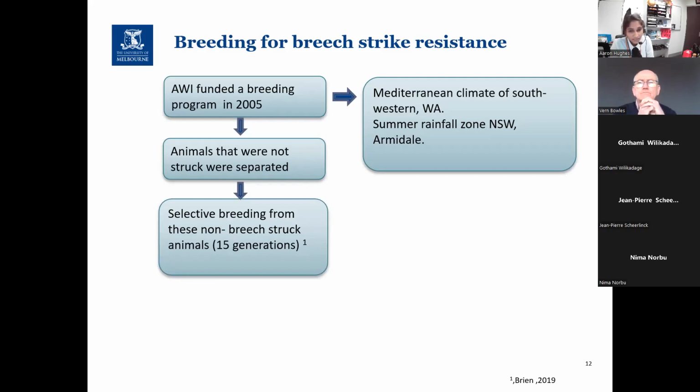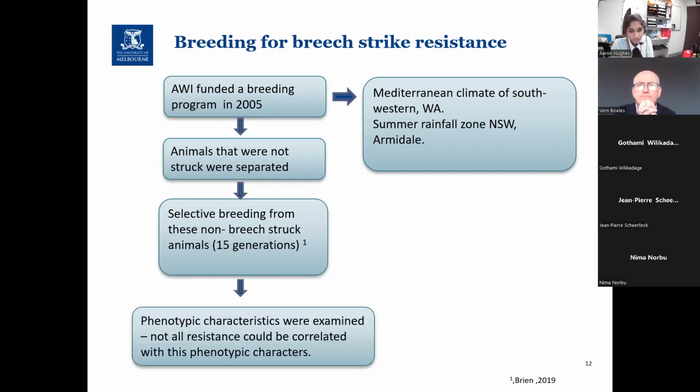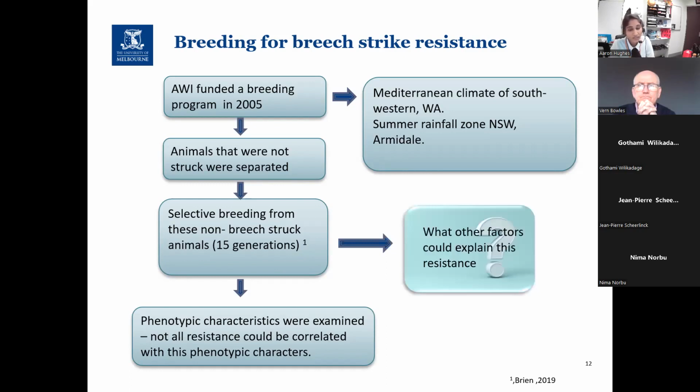Once they analyzed the data, they found that the proportion of the total variation they observed in these animals can be explained by differences in their phenotypic characteristics. Some of these resistant animals have physical characteristics like fewer breech wrinkles, fewer jags and less urine coloration in the breech area. However, for a proportion of these resistant animals, their resistance could not be correlated with these phenotypic characters. So then we get the question: what other factors could explain this resistance?